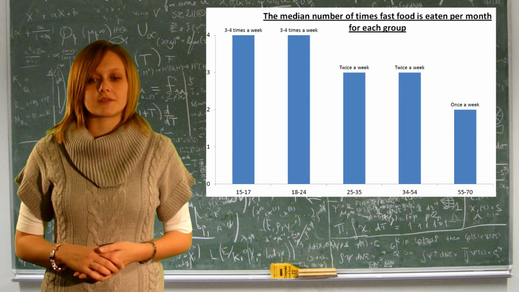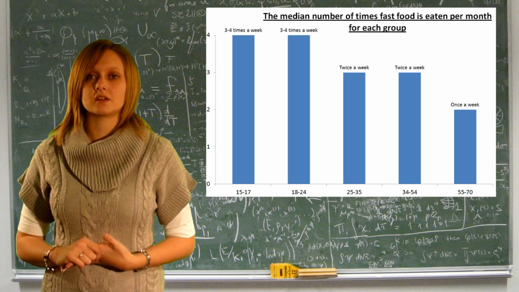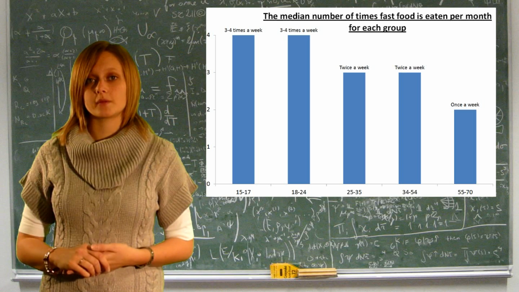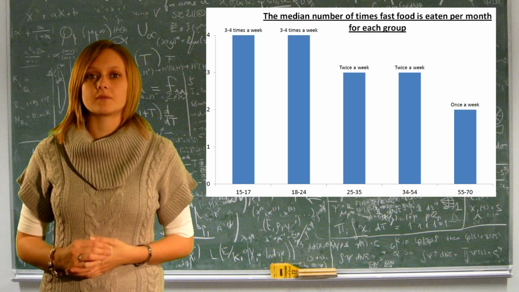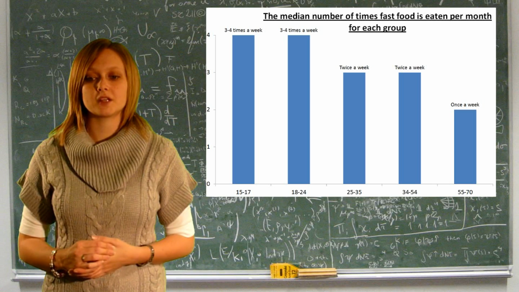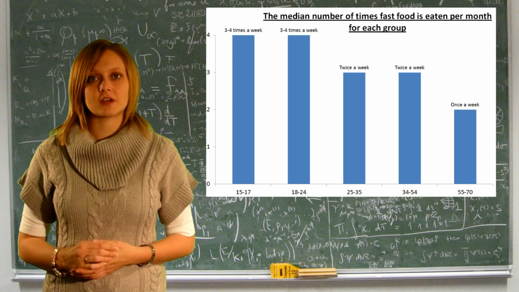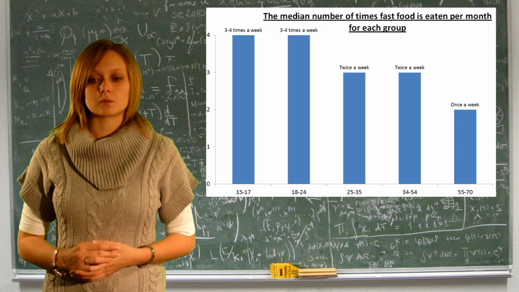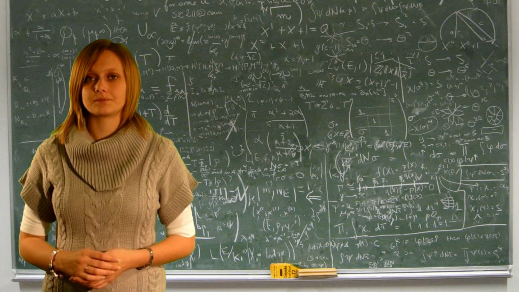We can see that the groups of people aged 15 to 17 and 18 to 24 both have a median of eating fast food 3 to 4 times a month. The groups of 25 to 35 and 36 to 54 have a lower median of just twice a month. And finally, the people in the group aged 55 to 70 have a median of just once a month. But we have to test this data to see if this difference is significant.